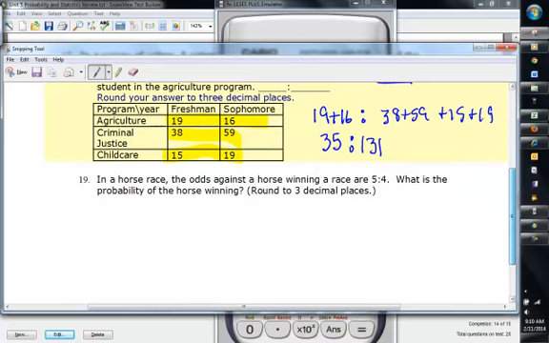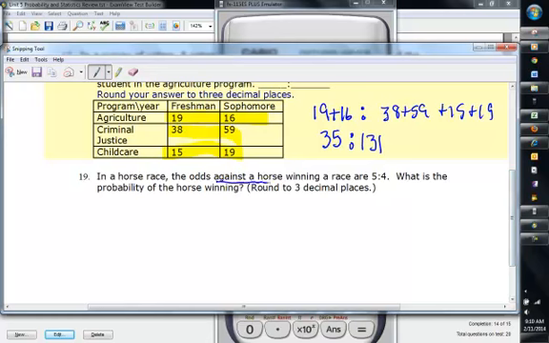In a horse race, the odds against the horse winning are 5 to 4. What's the probability? So the favorable is at the end, because against is unfavorable to favorable. So we have favorable over total, 9, which is 0.444. Last one.